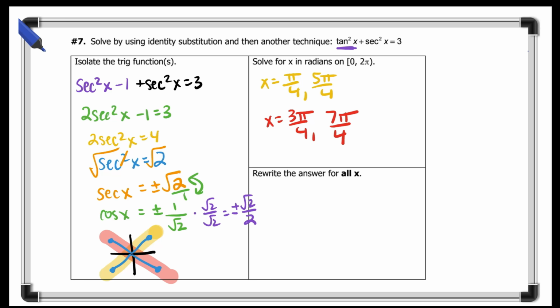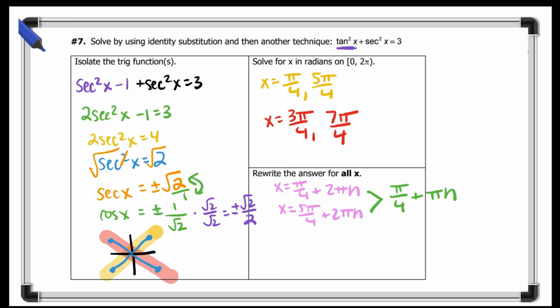All right, so now we're going to take this information and go ahead and write our answers. So the first one we have is pi over 4 plus 2 pi n. You have, again, 5 pi over 4 plus 2 pi n. From here, an optional way to write this is, as they are pi distance apart, you can write this as just pi over 4 plus pi n. Okay, so it's going to repeat the same answers every pi.